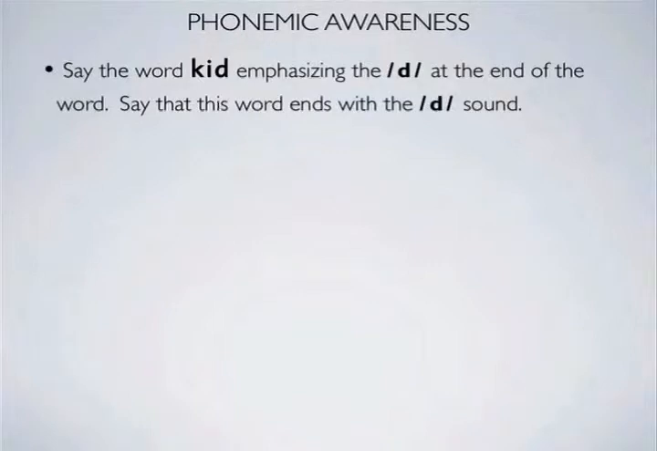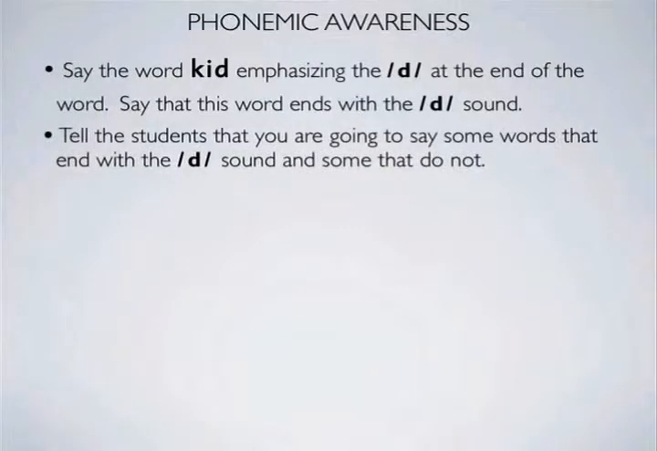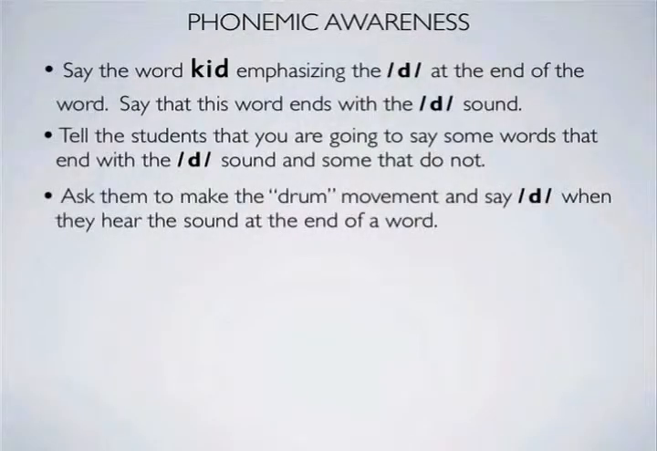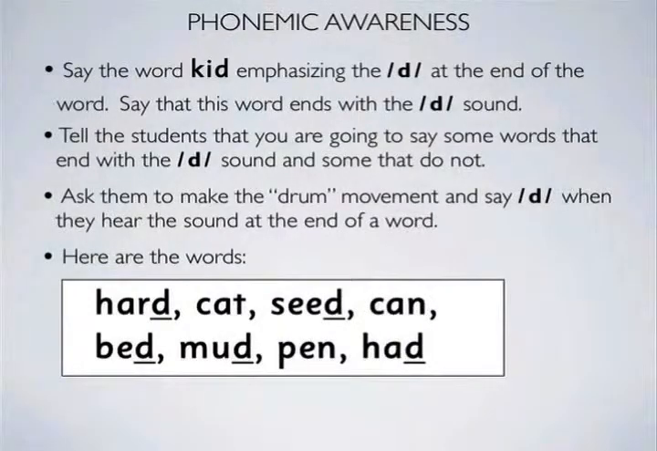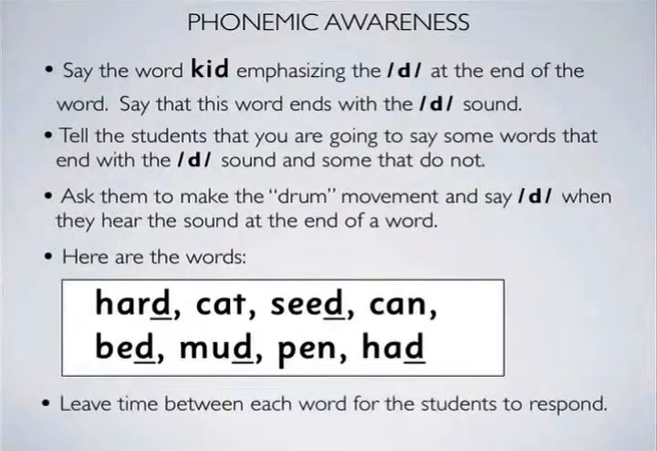Say the word kid, emphasizing the D at the end of the word. Say that this word ends with the D sound. Tell the students that you are going to say some words that end with the D sound and some that do not. Ask them to make the drum movement and say D when they hear the sound at the end of the word. Here are the words: hard, cat, seed, can, bed, mud, pen, had. Leave time between each word for the students to respond.